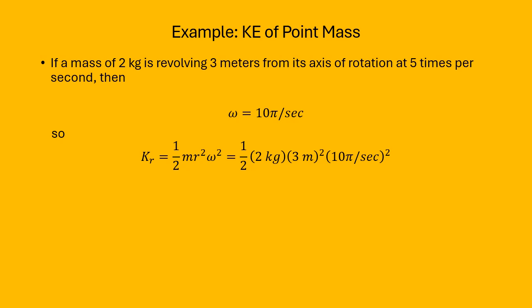In that case, the kinetic energy using our formula 1/2 m r squared omega squared is going to be 1/2. The mass is 2 kilograms, r is 3 meters, and omega is 10 pi per second, and we have squareds in all the right places. So if we simplify that, what we get is 900 pi squared kilogram times meter squared divided by second squared. And if we look at that, we notice that we basically have mv squared in the metric system. Kilograms times meters per second quantity squared is measured in joules. And so this tells us that we have 900 pi squared joules of kinetic energy for this 2 kilogram mass rotating at 5 times per second, 3 meters from its axis of rotation.